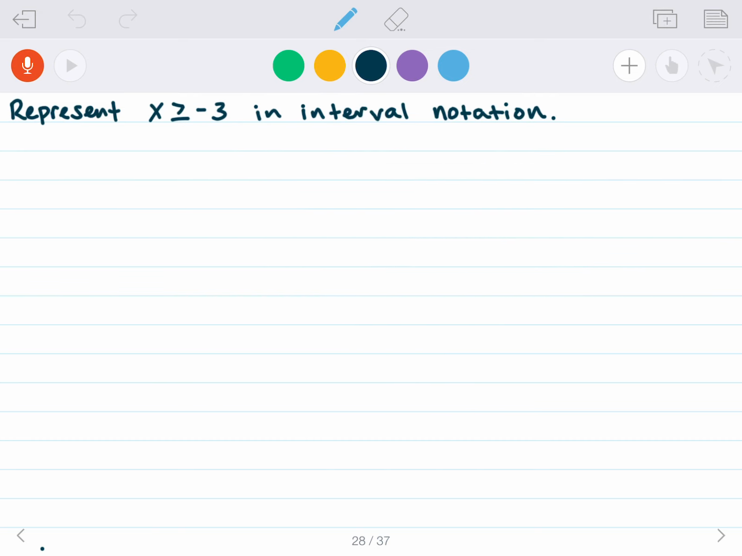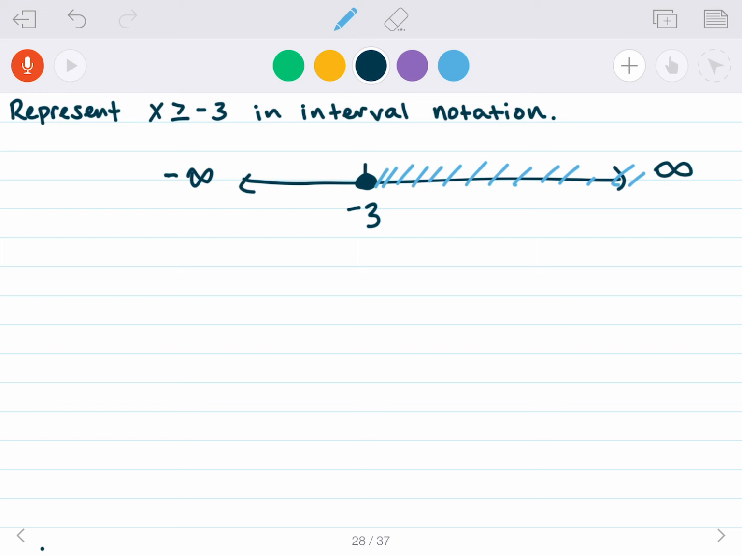Okay. What about this one? x is greater than or equal to -3. So here's -3. It's getting a closed dot because of the line under the greater than. And everything to the right of it is going to get shaded off to positive infinity. Okay, positive infinity goes to the right, negative infinity goes to the left.